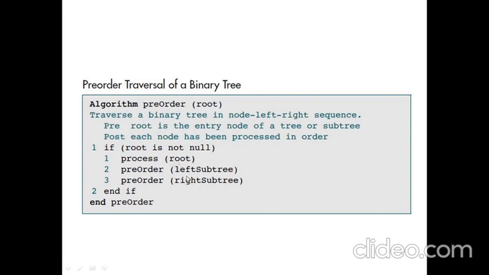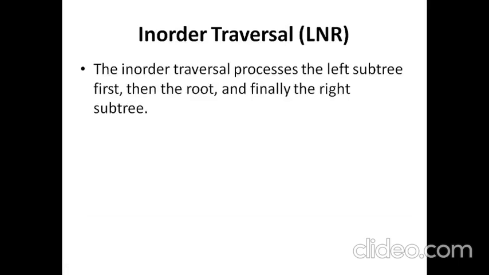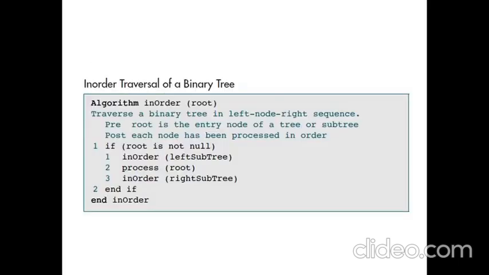Root, left, right. If you just slightly adjust this order, it becomes in-order traversal. So the algorithm will be in-order of the left subtree, process the root, and then in-order of the right subtree. I think you can now guess the algorithm for post-order. It would be post-order of the left subtree, post-order of the right subtree, and process root.